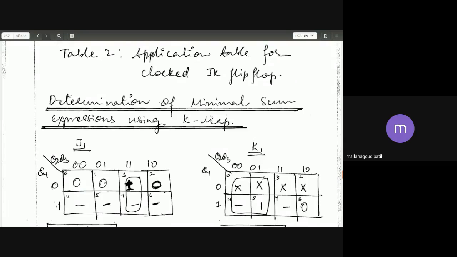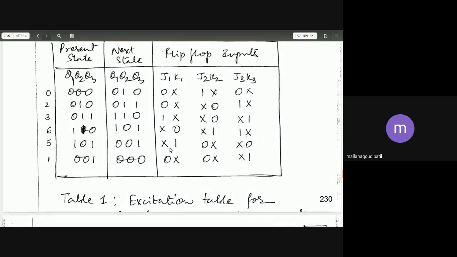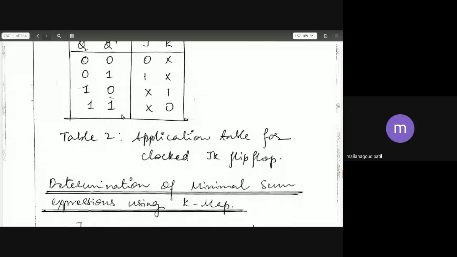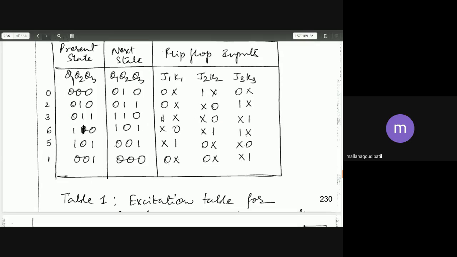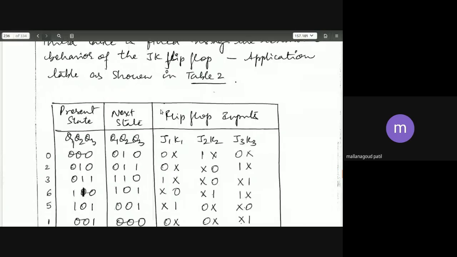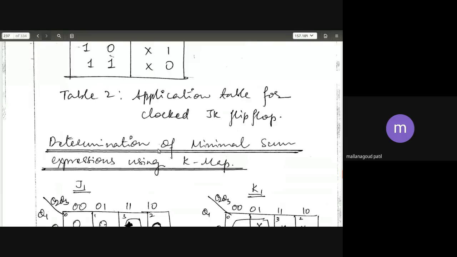Then you can take J1 first. J1, how is it? 0, 0, 1, x, x, 0. But this is very much important. Cells 0 to 2, you can enter, entering is very much important. Where you have 1? Cell 3. Cell 3 is 1, then the rest are 0 and don't cares. Enter here.